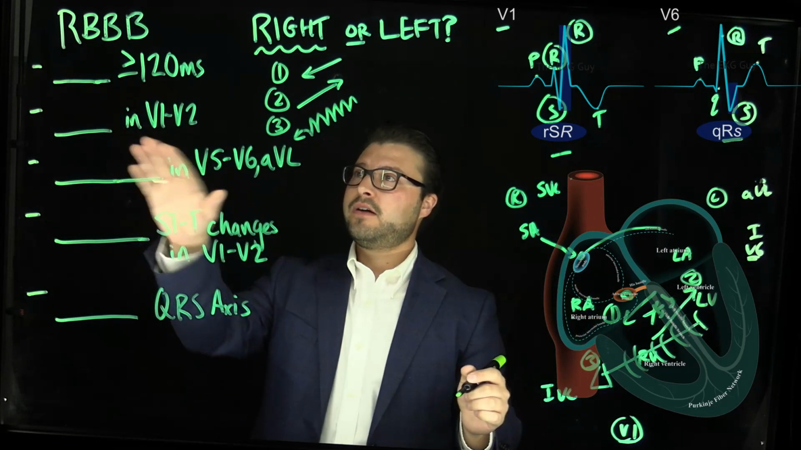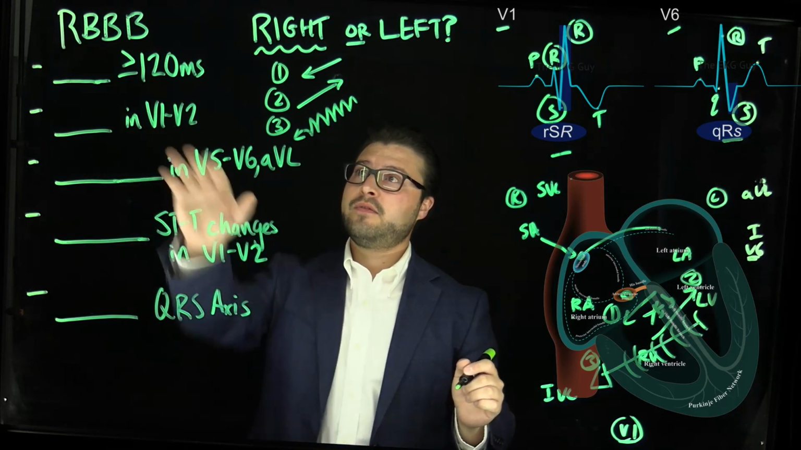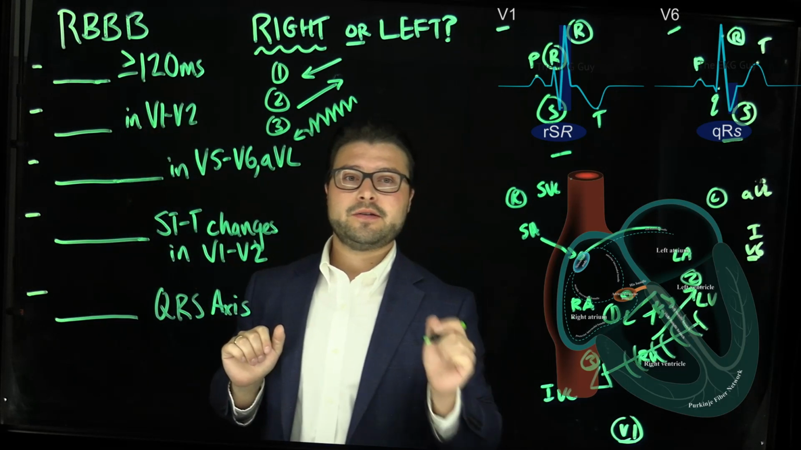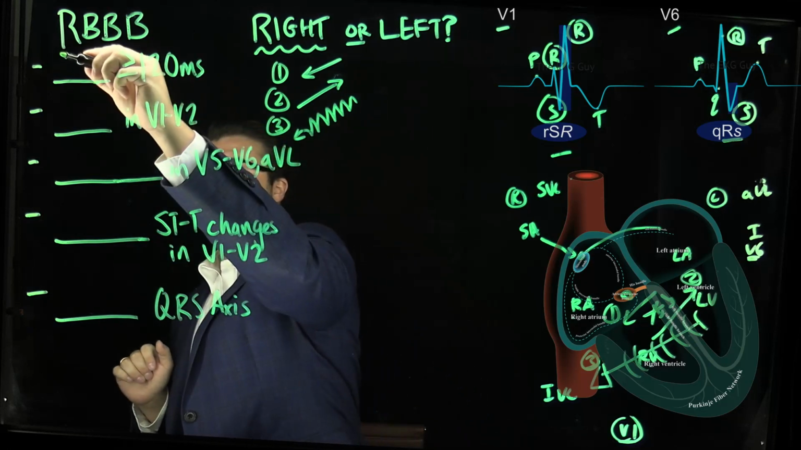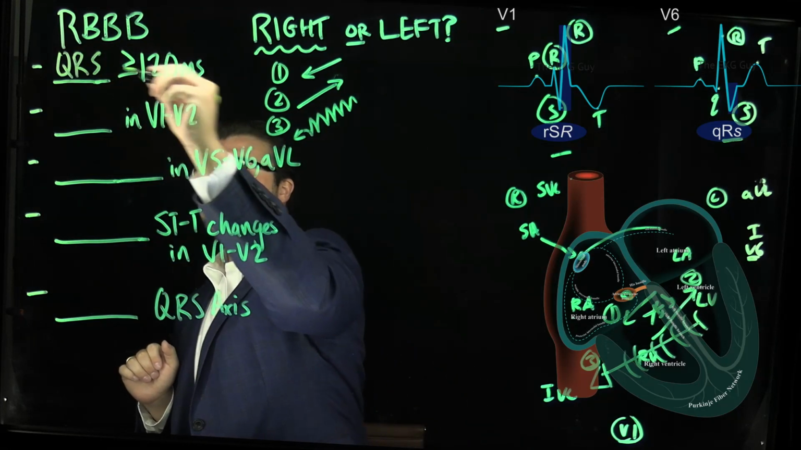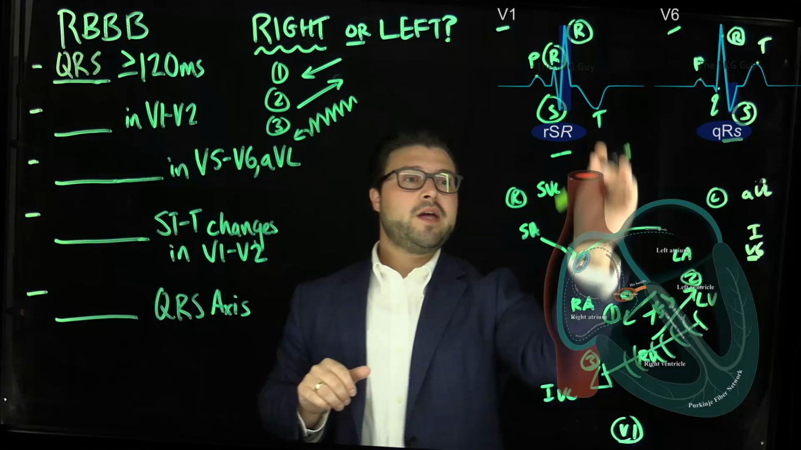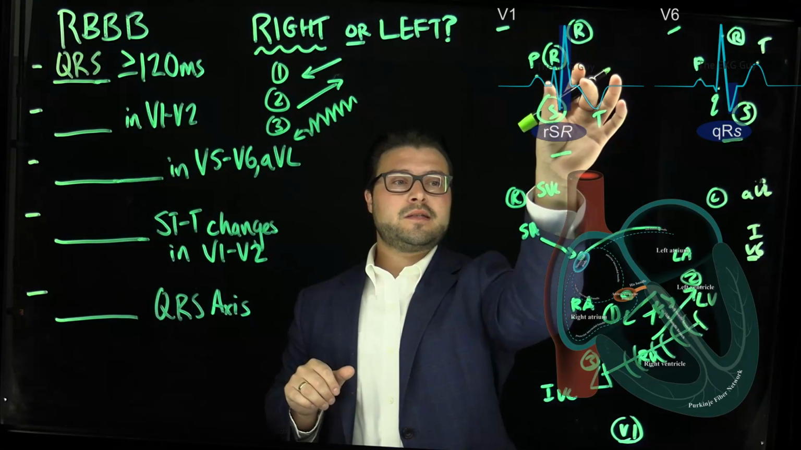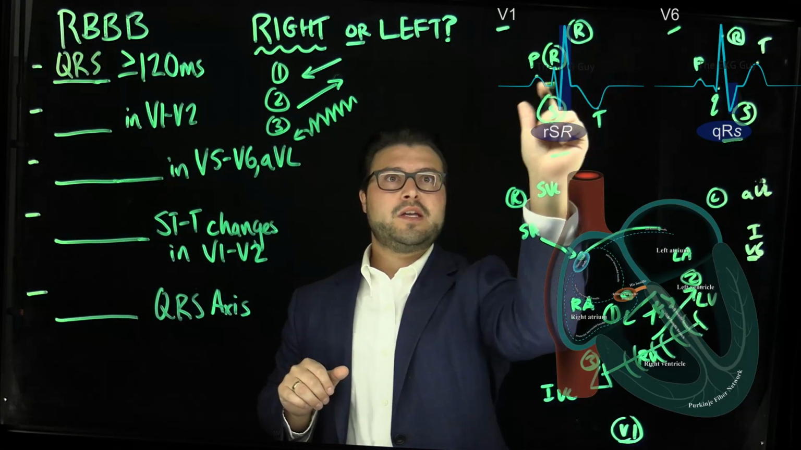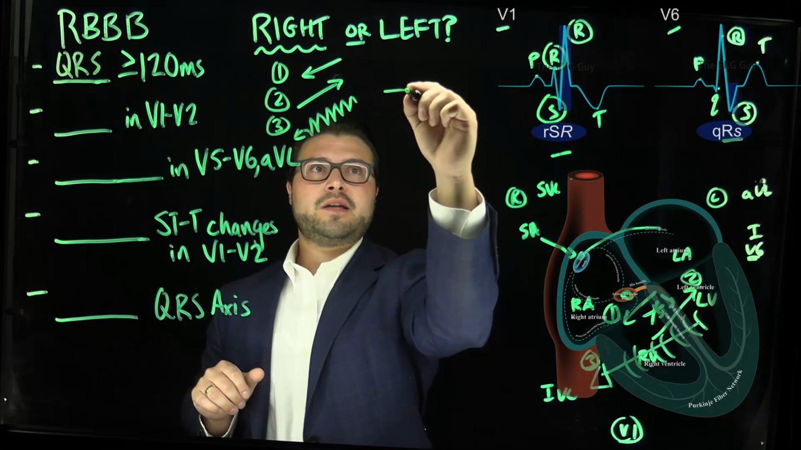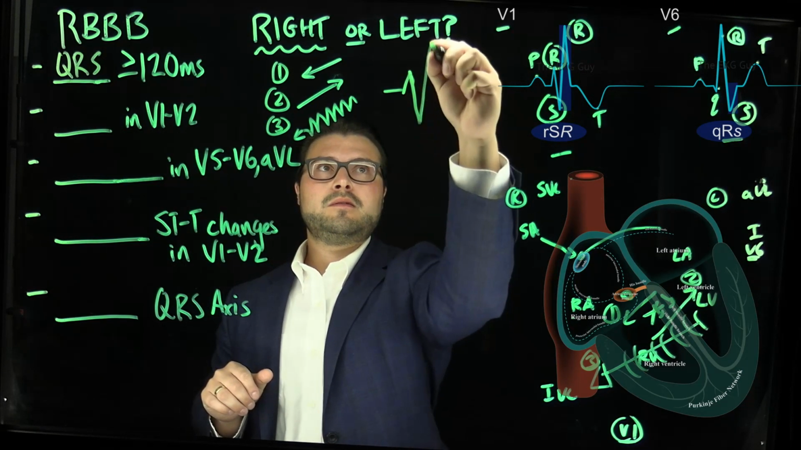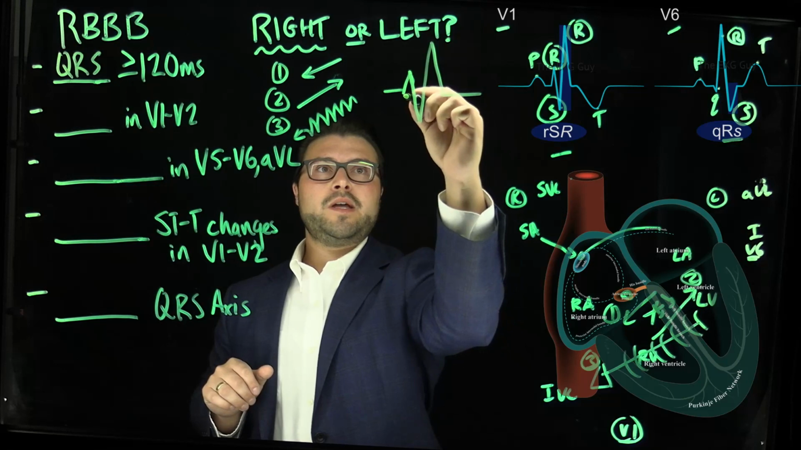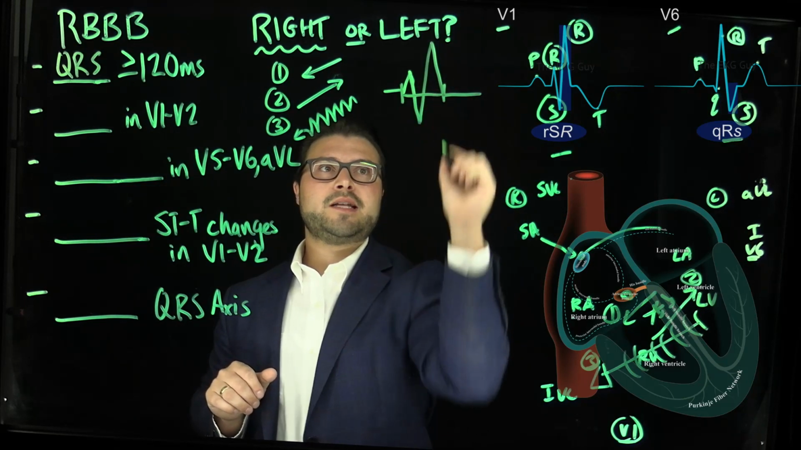So first off, a duration of 120 milliseconds or greater. So what does that represent? Well, that's the QRS duration, meaning the width of it. So when you look at this, imagine that you have a QRS complex. Here's our RSR prime. The width is from the beginning to the end. So that's what I mean.